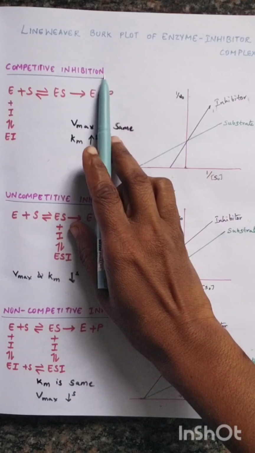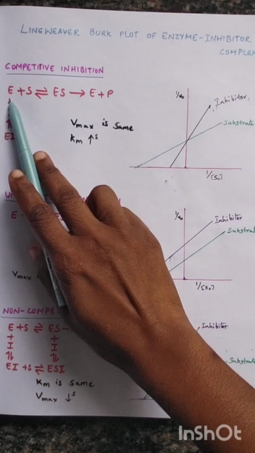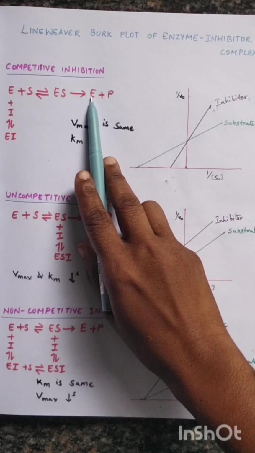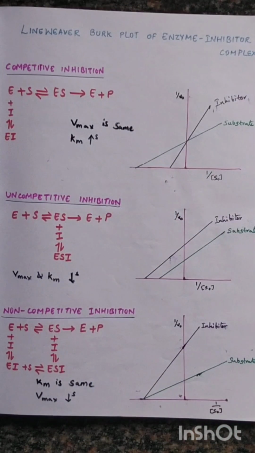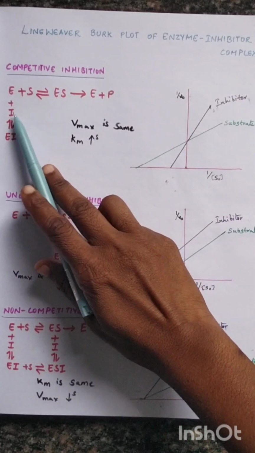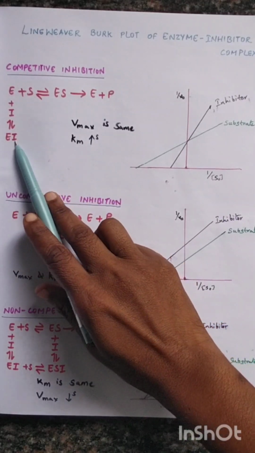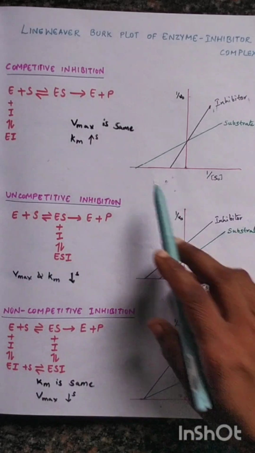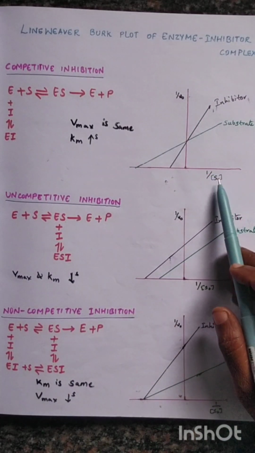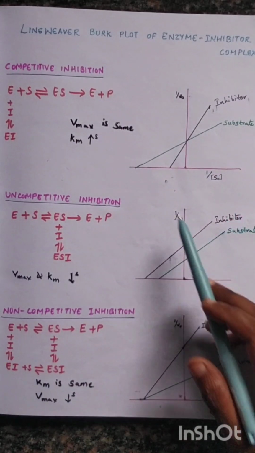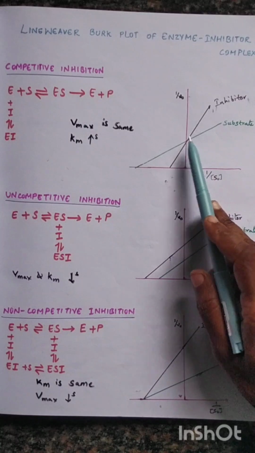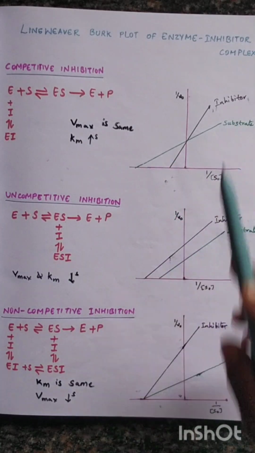First one is competitive inhibition, in which enzyme plus substrate gives rise to the enzyme substrate complex, which further gives rise to enzyme plus products. When an inhibitor is added to it, enzyme plus inhibitor gives the enzyme inhibitor complex. In this case, when a Lineweaver-Burk plot is plotted against substrate concentration and velocity, the Vmax value for both inhibitor and substrate is the same and Km increases for the substrate.